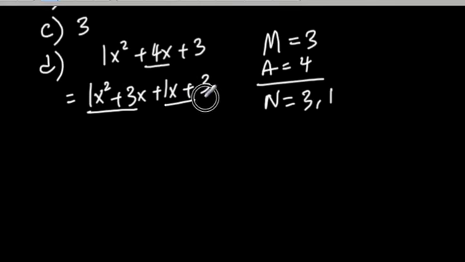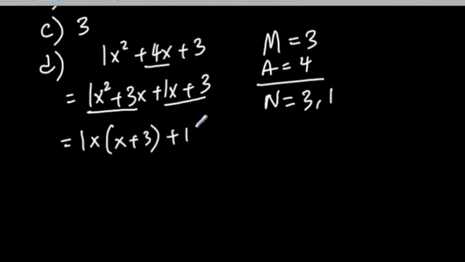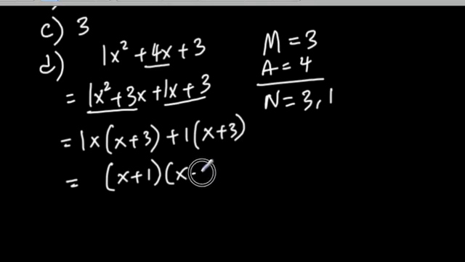You group the first two, you group the last two. So what's common between these two? It's simply 1x, and then it's going to be x plus 3. What's common between these two? There's nothing really in common, so when there's nothing in common, you just simply say it's 1, because 1 is common with everything. So it's going to be x plus 3, and then you get x plus 1, and then you get x plus 3.